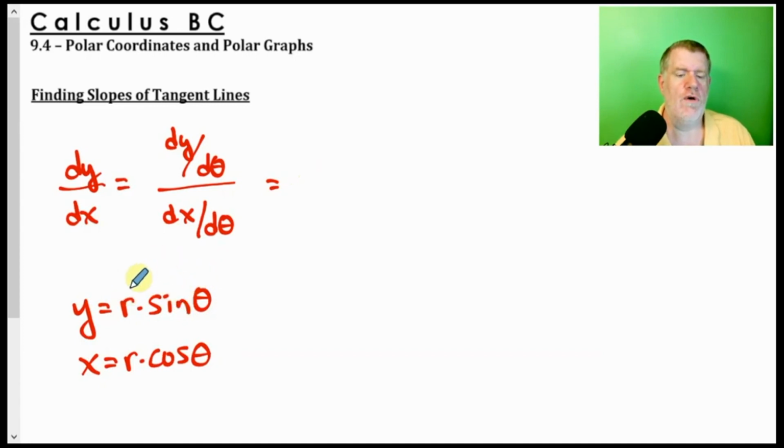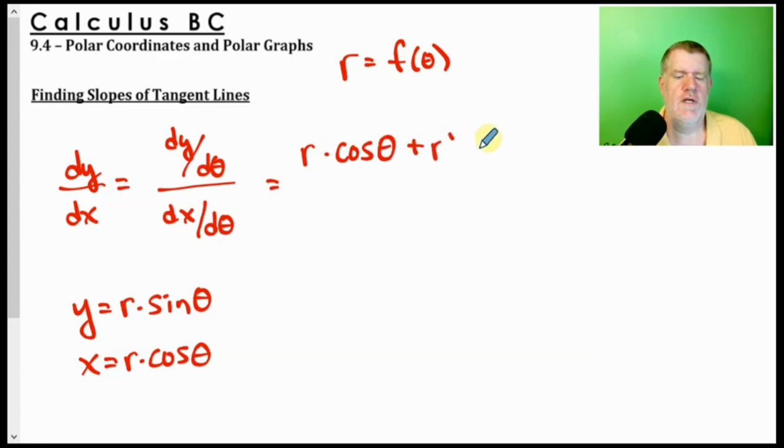Okay, we're going to think of r as a function. That r is going to be some function. Now in your book, they actually use f of theta. I thought it was a little bit easier to just leave it as an r, and I'll show you why. So it's the first, and the derivative of sine is cosine, plus the derivative of r, which is r prime, times the second.